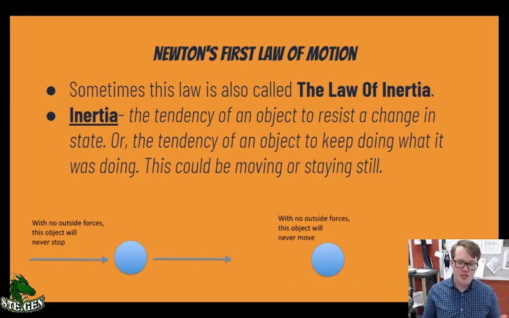A change in state in this case could be, if it's still, starting to move, and if it's moving, a change in state could be either slowing down, speeding up, or stopping. The tendency of an object to basically keep doing what it's doing, to keep calm and carry on, as it were. His idea was that if you have an object and it is moving, it will keep doing that until some type of force interacts with it and stops it from doing that thing.